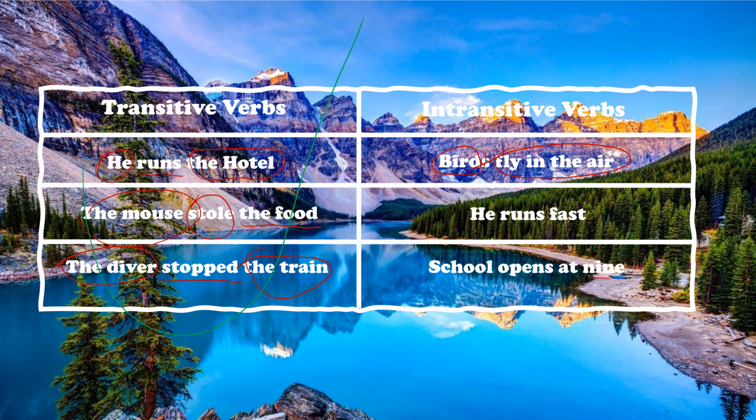Now moving on to intransitive. He runs fast. He is the subject, runs fast is the verb, because there is no object here. So this is intransitive. School opens at 9. School is the subject, opens at 9 is the verb. So well, that is it for today's video.